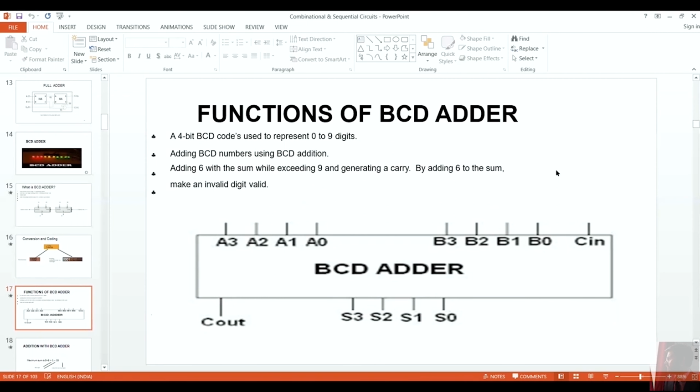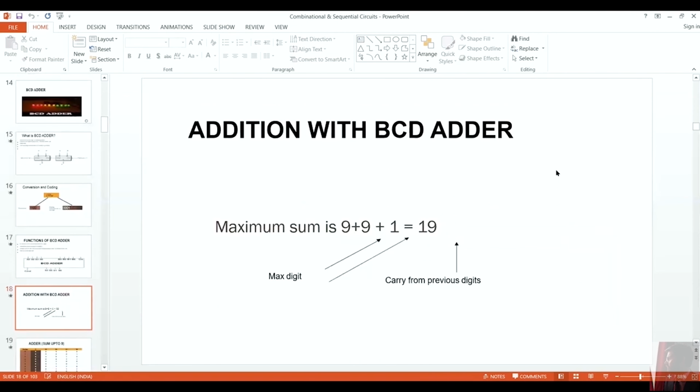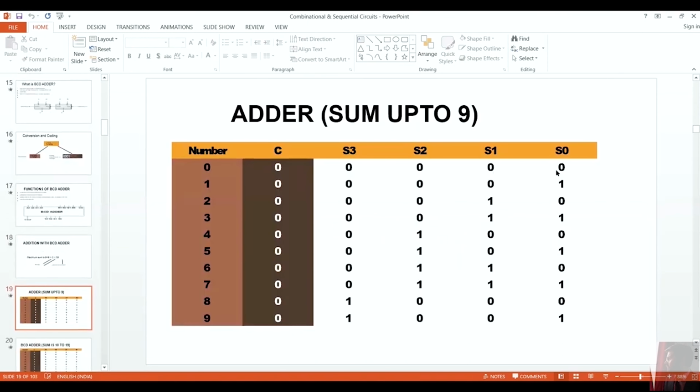So this is adding BCD numbers in BCD addition. If your sum exceeds 9, we will generate a carry, and add 6 to the sum. It will be more clear with an example. You can see addition with BCD numbers. Say you want to add 9 plus 9 plus 1. It will be 19, where we also take the carry from the previous digit. Now it will be more clear from this.